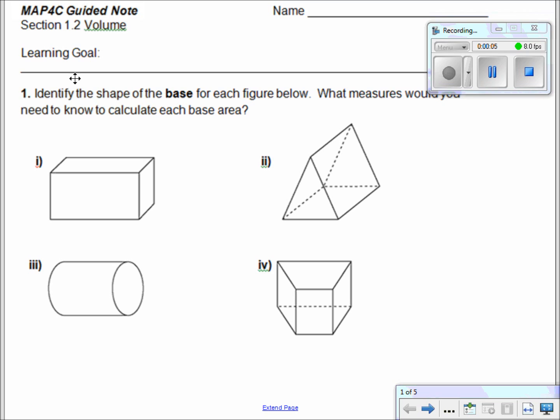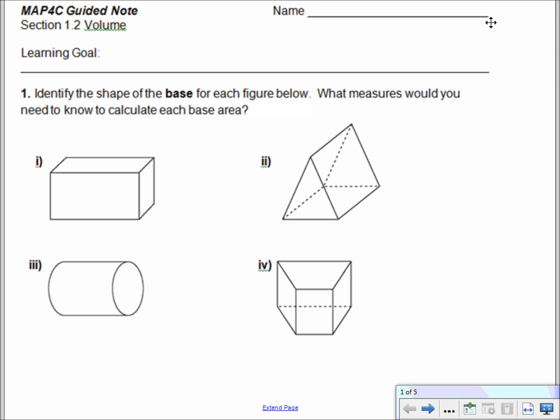Okay, so identify the shape of the base for each figure below. What measures would you need to calculate each base area? Always think about this as if you had the object in your hand. The triangle, the circle, the trapezoid, all of those would be the base. It would sit on that.